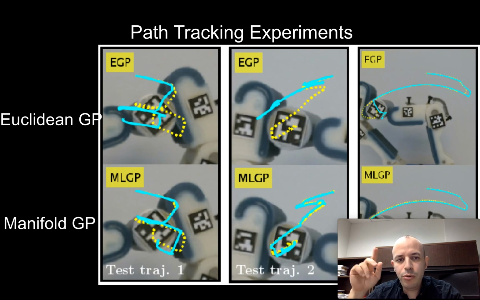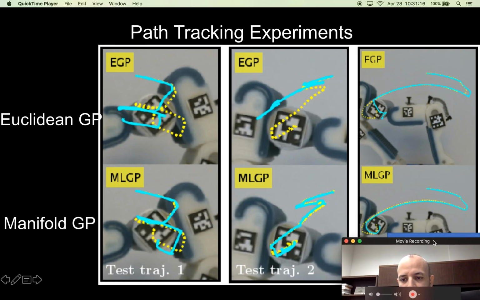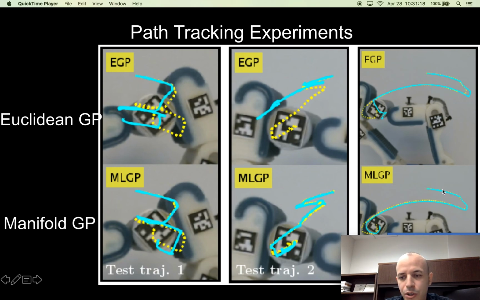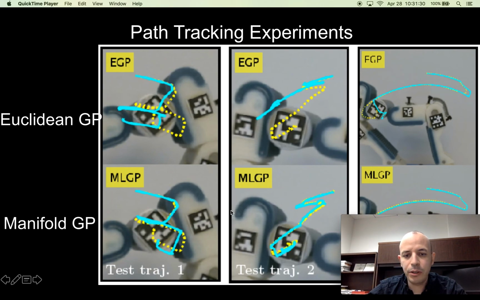The blue path there is the predicted path in simulation, and the yellow path is the executed path. You can see that when we use manifold distance and we learn the dynamics with a Gaussian process, we can get an almost perfect match between the predicted path and the actual tracked path when we execute the same sequence of actions in the real world.